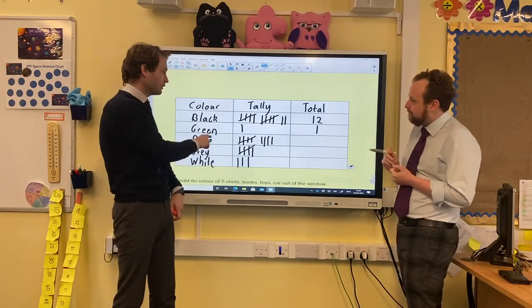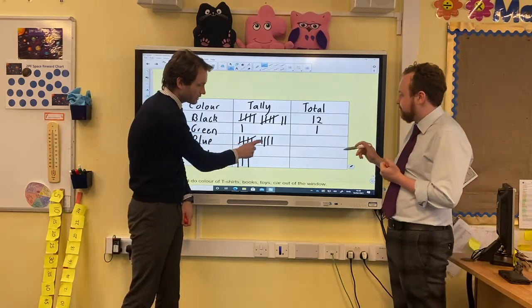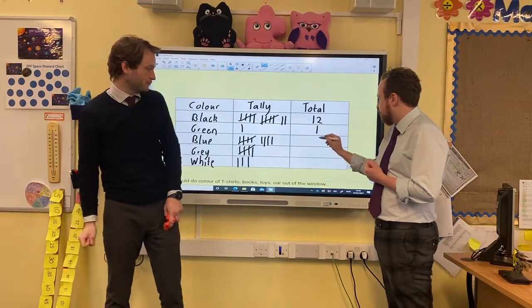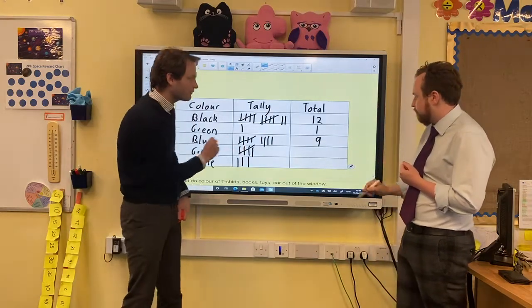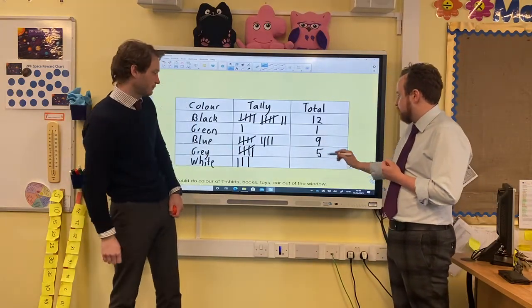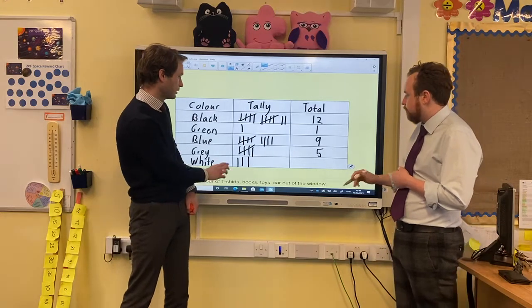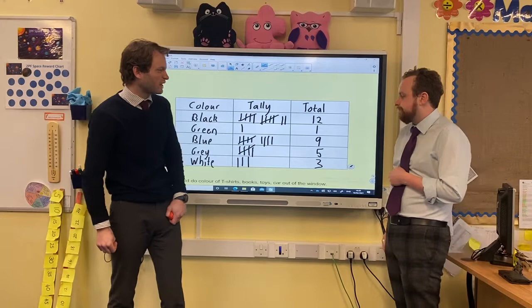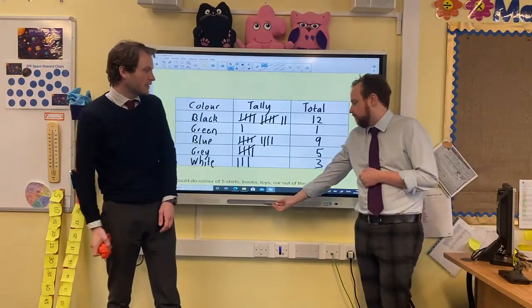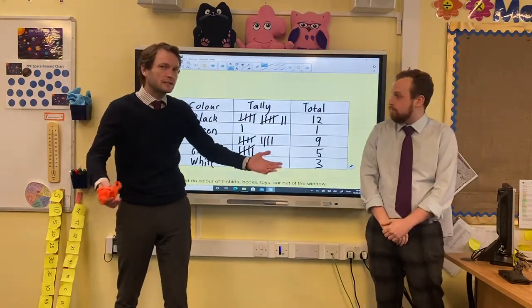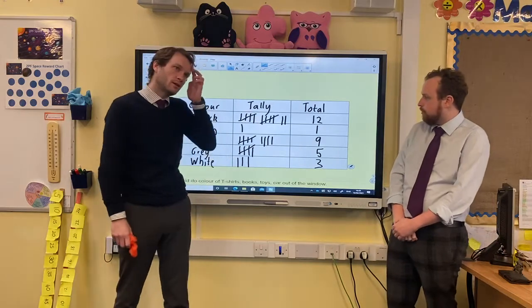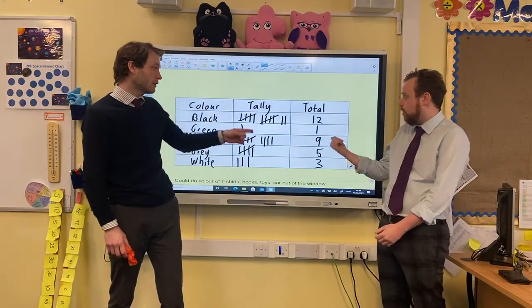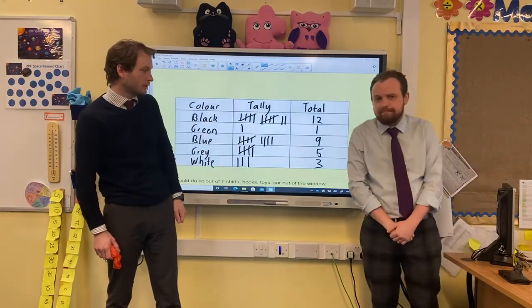Right, blue. Blue got 5, 6, 7, 8, 9. Grey got 5, exactly 5. And white, 3 pairs of white. Excellent. So straight away we can see that I mainly have black socks. Not very many green, but I do have quite a lot of blue. A lot of blue and black.